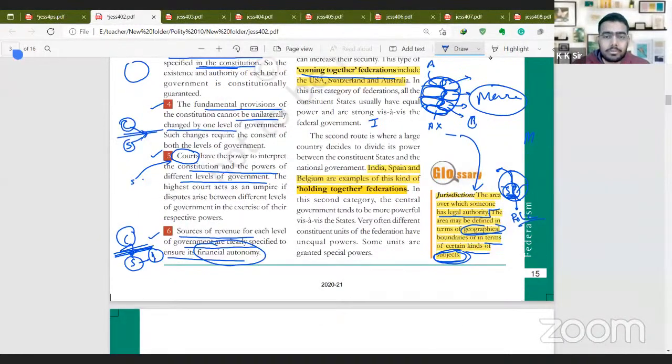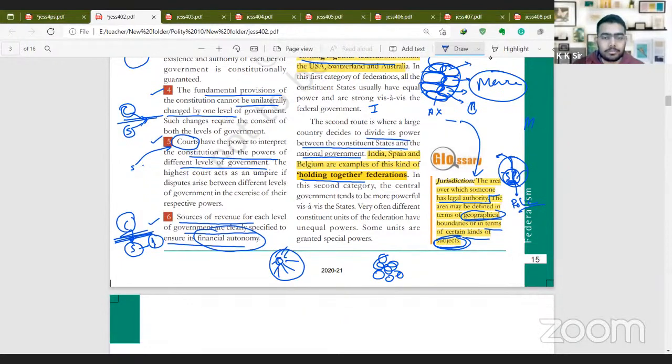The other type of federalism is Indian federalism, which is holding together federalism. What happened with us? We were a divided state at the time of independence, but in our country the center decided to divide the power between the constituent states and the national government. हमारा एक पूरा कंट्री था और हमने कहा कि भाई सेंटर विल बी स्ट्रॉन्ग एंड इट विल गिव सम पावर टू डिफरेंट स्टेट्स.